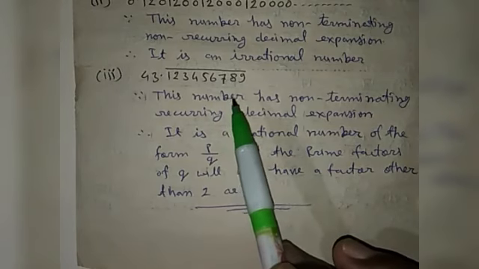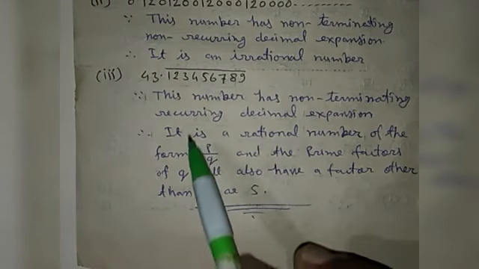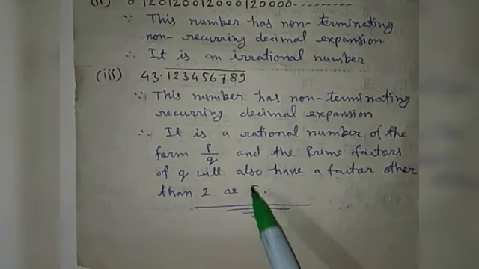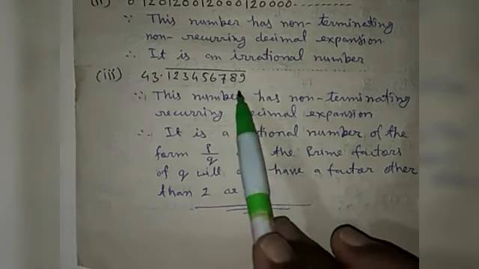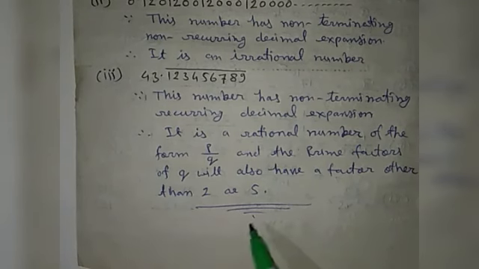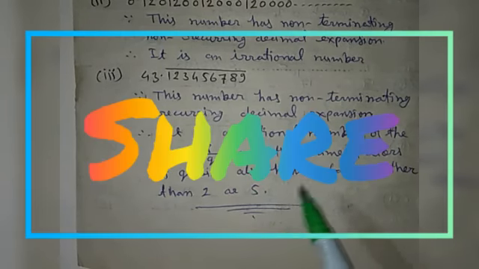For a terminating expansion, the factors of Q are only 2 or 5, but for a recurring non-terminating decimal expansion, the factors will have 1 or more other factors other than 2 or 5. So here exercise 1.4 is completed, and also chapter 1 is completed. Now we will see the next chapter in the next video.